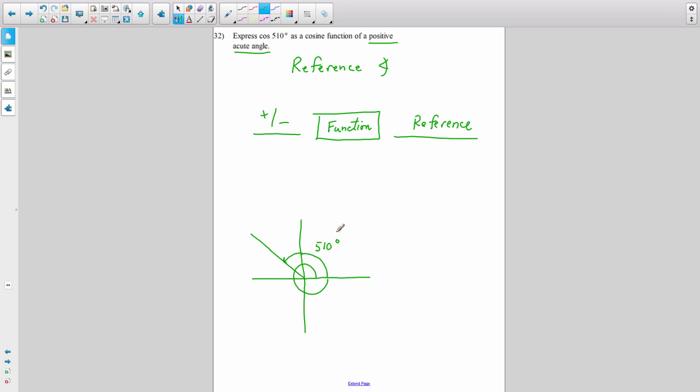So my reference angle is right here, going to the x-axis. Wherever it is you end, no matter how many times you went around, negative or positive, it doesn't matter. Find your nearest x-axis, and that becomes your reference angle. It's always small, it's always less than 90, and it's always positive, regardless.